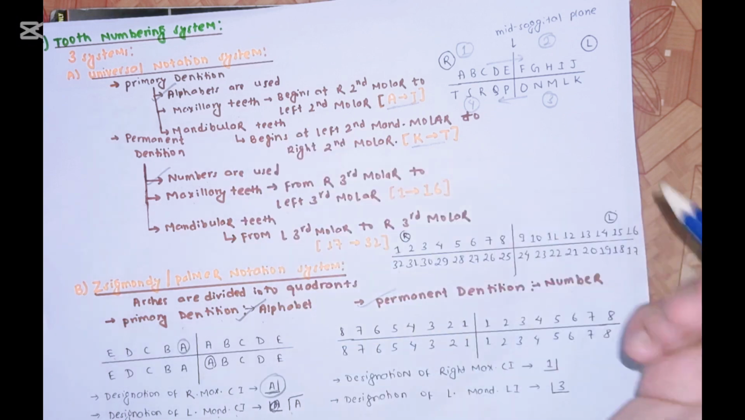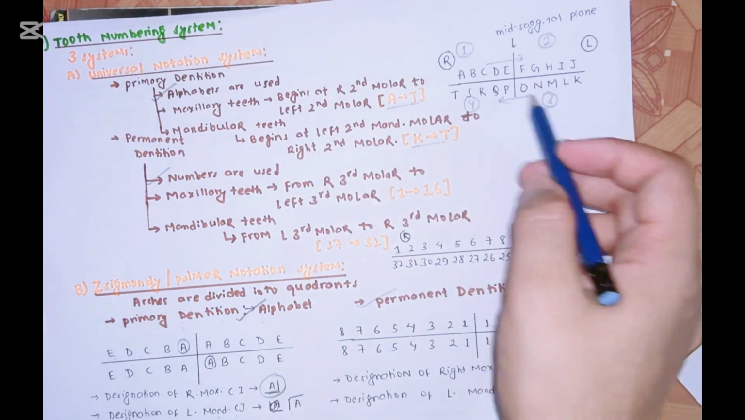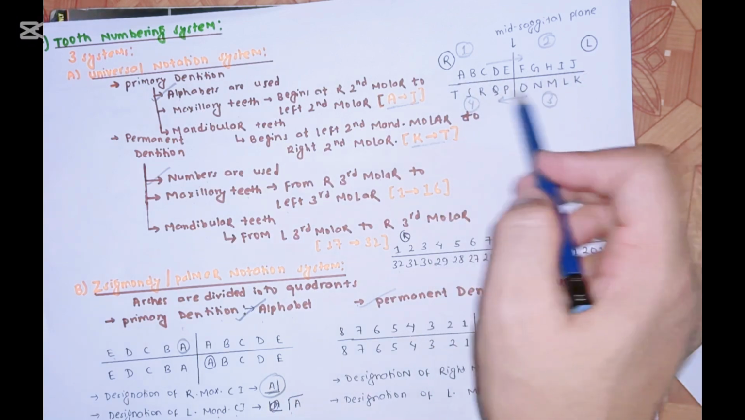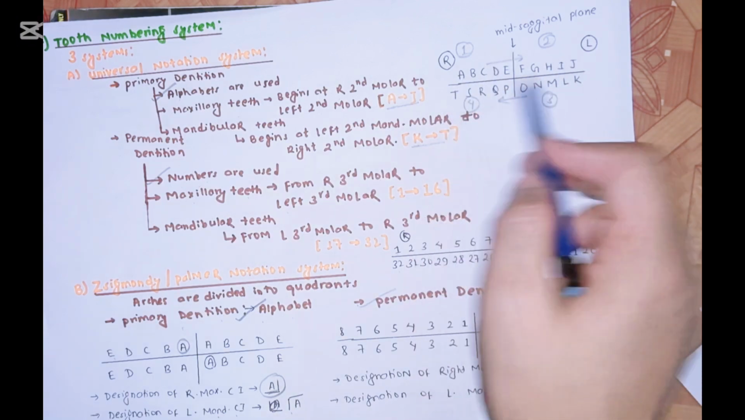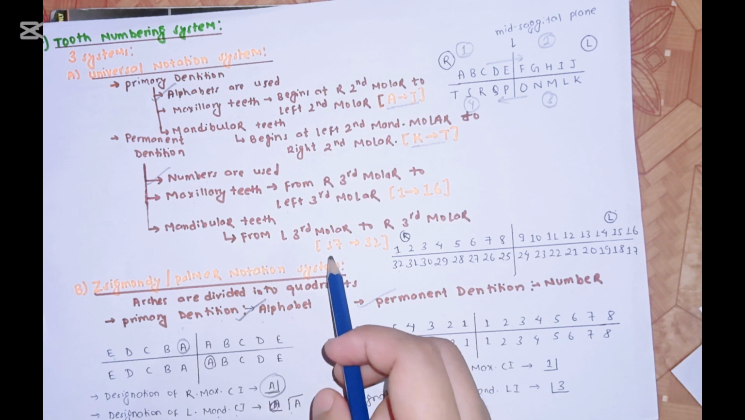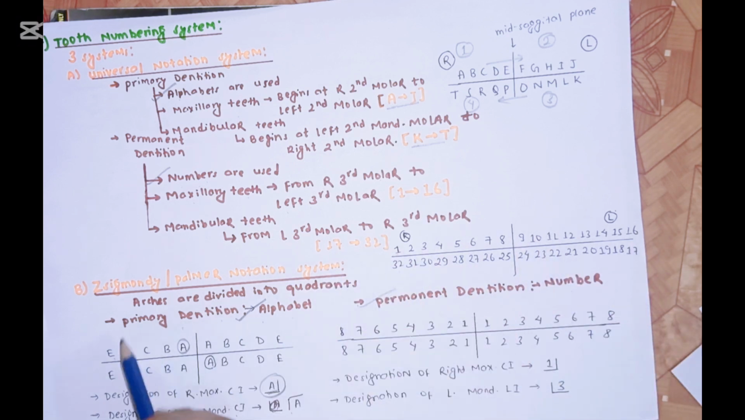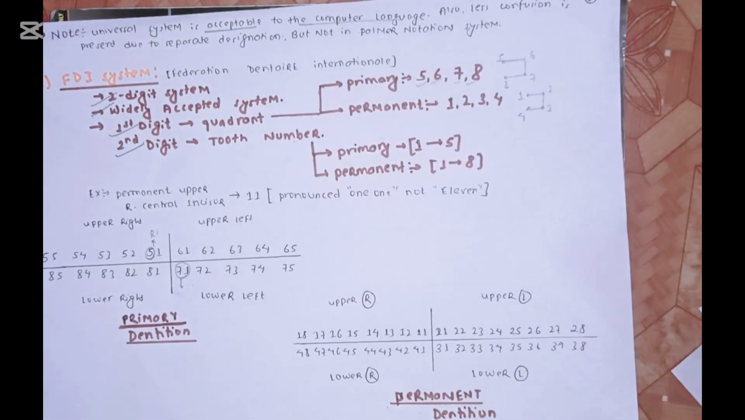Similarly, in tooth numbering system, just remember this figure as I have mentioned here. So in primary dentition we use alphabets A B C D E F G H I J, A to J in upper arch, K to T in lower arch. Similarly, in permanent dentition we use 1 to 16 in upper arch and 17 to 32 in lower arch. Okay, so Zsigmondy and Palmer rotation system, here we require the quadrant. So designation would be like this, and designation for the lower mandibular center should be this. Okay, so ABCD alphabets for the primary and numbers for the permanent. Okay, so it's completed now.